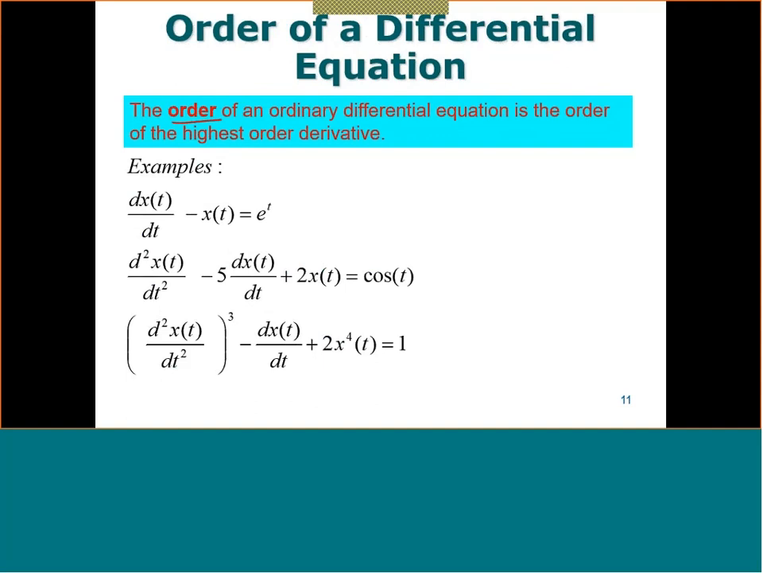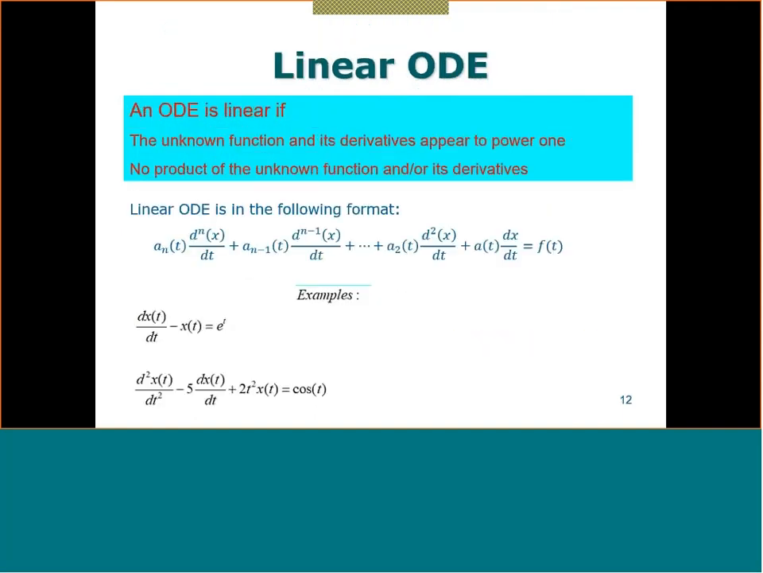So for example, here, this is the highest order of derivative, first derivative. Here is the second derivative. Here is also the second derivative, because this is just taking the cube, but the derivative itself is a second derivative. So here it is first order, second order, and this is a second order ordinary differential equation.